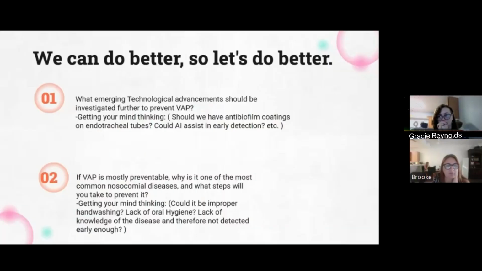The second question we would like to ask is, if VAP is mostly preventable, why is it one of the most common nosocomial diseases? Is it proper hand washing not being followed, lack of oral hygiene care, lack of knowledge of this disease, and therefore lack of early detection? Or lack of following proper ventilator protocols for the patients due to short staffing issues?